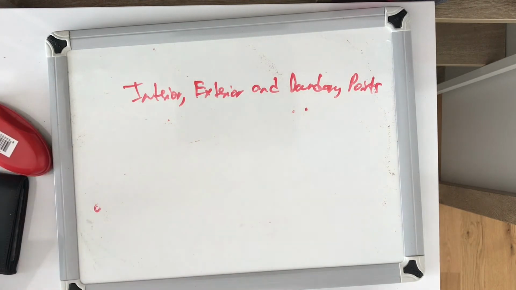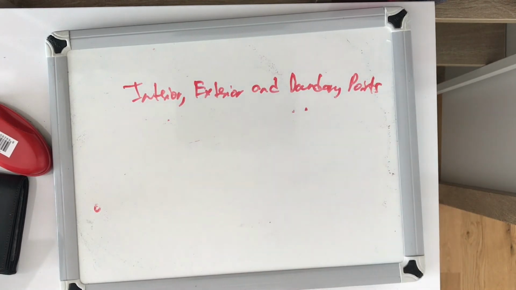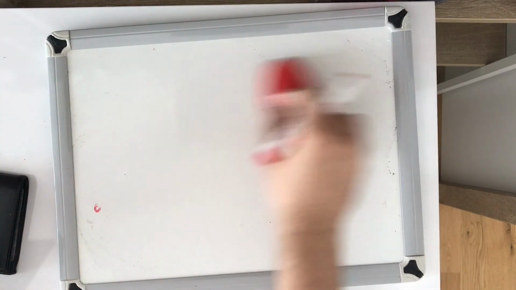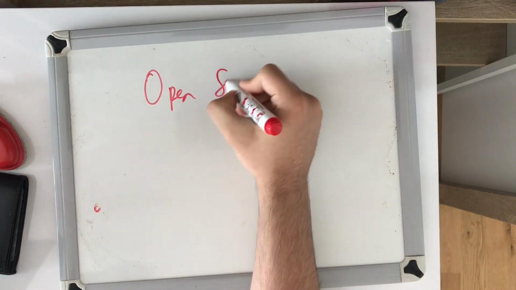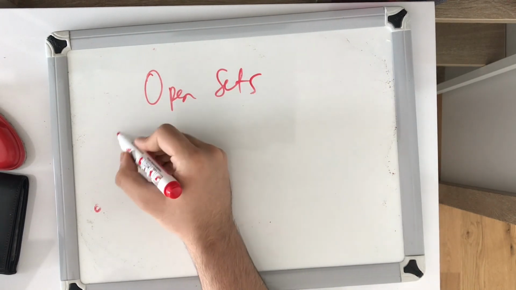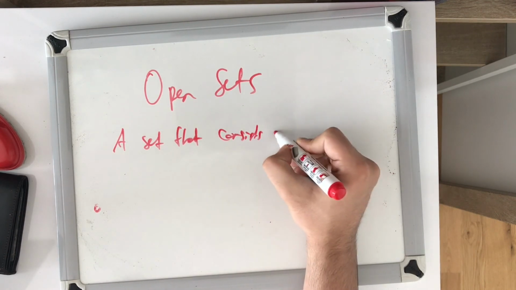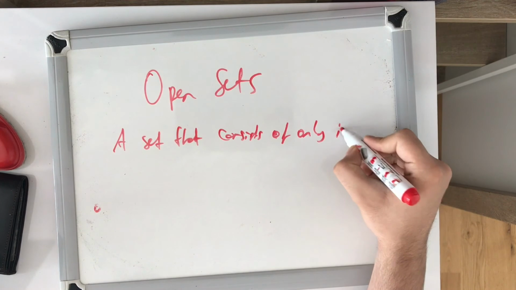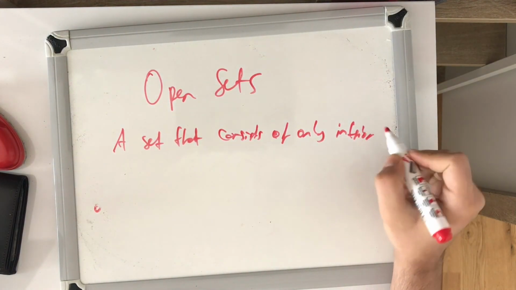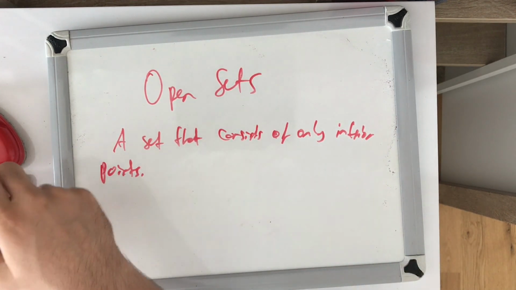Exterior points are points that are neither interior nor boundary points. And the last definition we are going to do is open sets. An open set is a set that consists of only interior points. So this is just a definition, and we are not going to go into much detail here, but we are going to talk about them more if we need in the future, in the following chapters of the course.